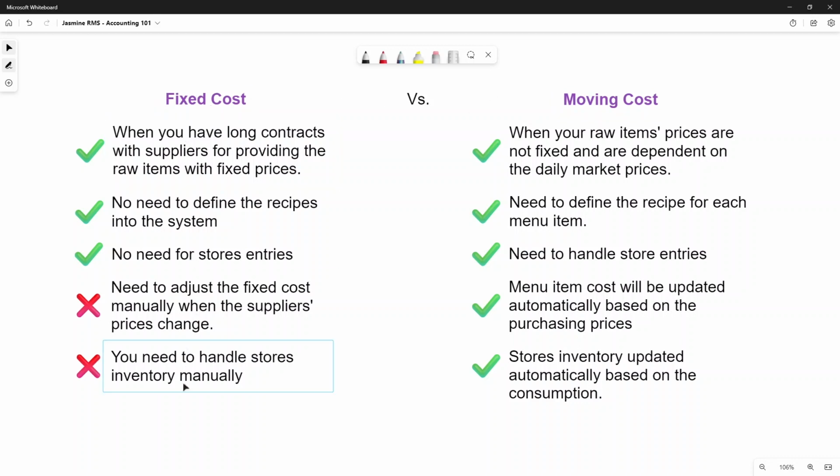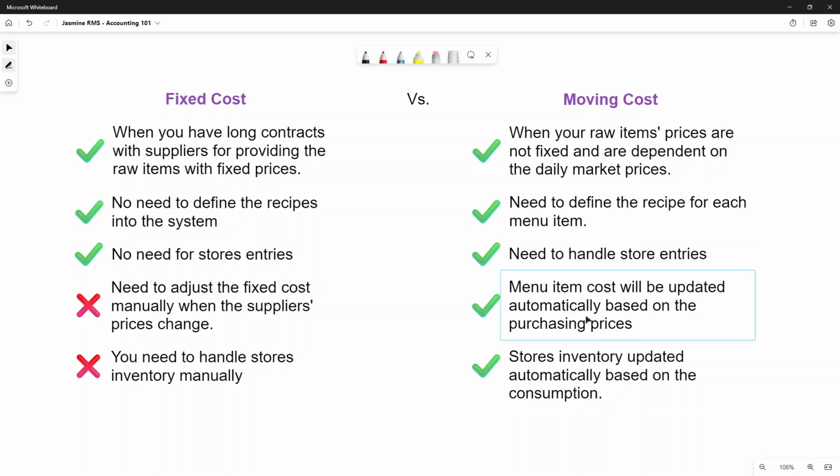This is mostly used by small and medium restaurants who don't have a lot of manpower to handle the store entries or the entries into the system. We don't recommend it. We do recommend that you have the moving cost scenario. Yes, you will have some data entry needed for the recipe for each menu item.